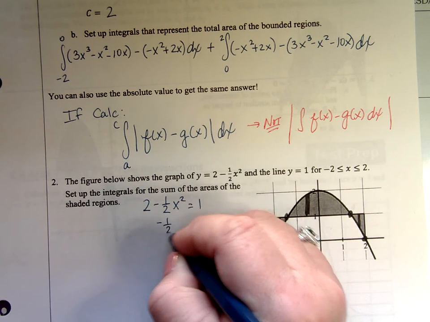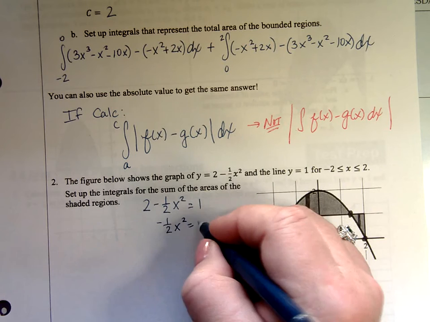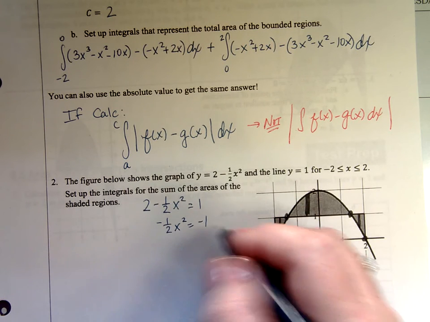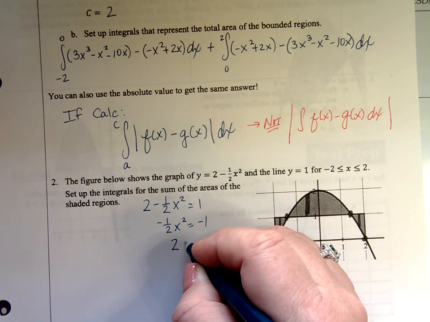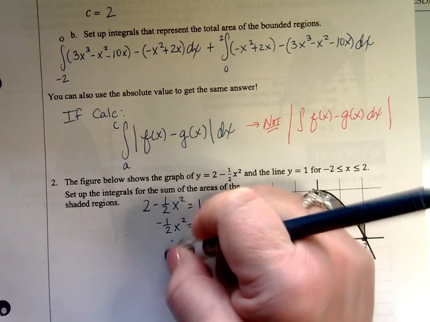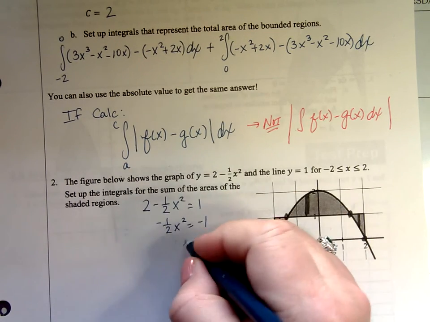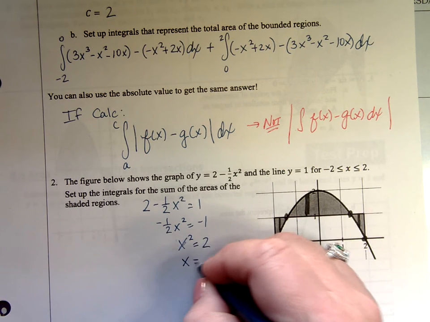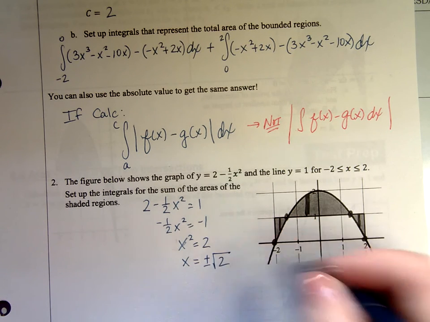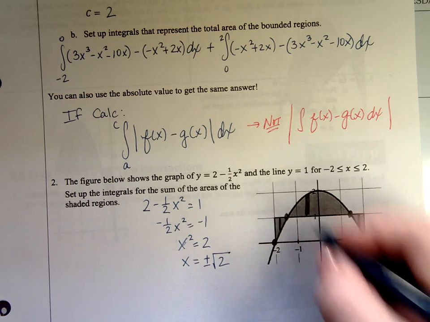So -1/2 x squared equals, bring the 2 over, -1. Negatives cancel. I multiply both sides by 2. That gives me x squared on the left, x squared, and gives me 2 on the right. So x equals plus or minus the square root of 2. That's what these two are.